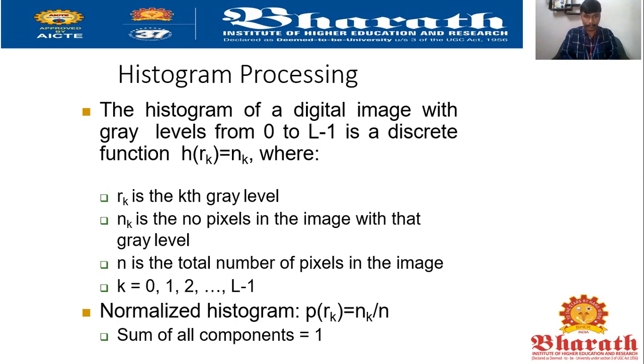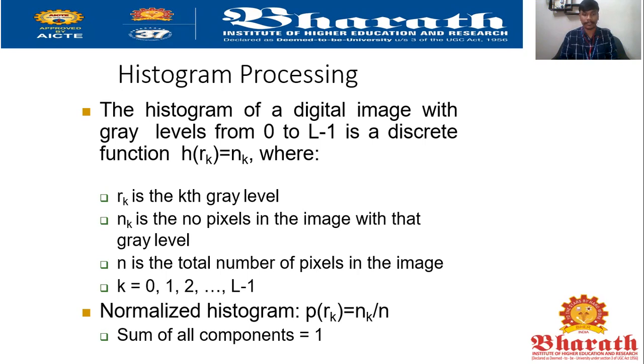So here comes the key role of the histogram. r k will be the gray level of the image which is being processed or analyzed. n k will be the number of pixels within the image which is yet to be analyzed, and it will be compared with gray levels. Intensity value will be plotted against the number of pixels. That number of pixels will be plotted along with the gray level value of the image. This is known as histogram processing.